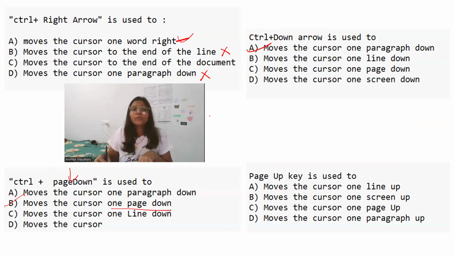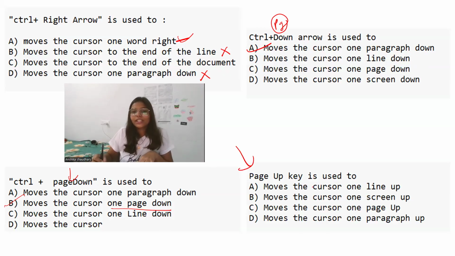So how will you identify? If it is written like this, page down, that means we are moving down a page, right? We are moving our cursor one page down. So it is written over here, and for Control plus down, it is not written that page. So it is not related with page. So you will have that paragraph, move the cursor one paragraph down.